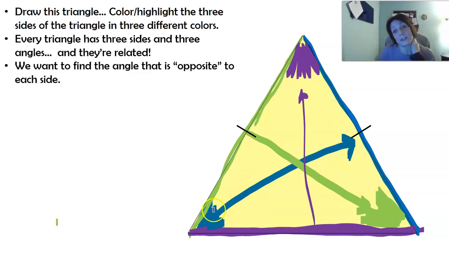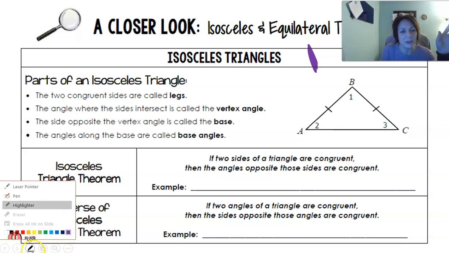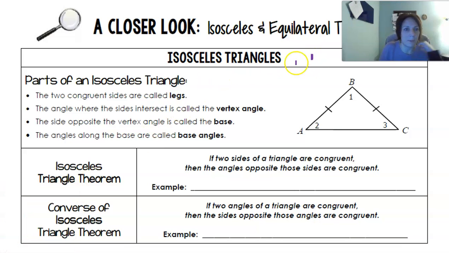And if you think about it as 3 angles, then each angle has a side opposite from it. And those are the pairs, right? Those are the pairs we're going to be interested in. All right, so we're going to take a look specifically at isosceles and also equilateral triangles. Okay, so the first thing we need to do is talk about the parts of an isosceles triangle so that we can talk about them easily.